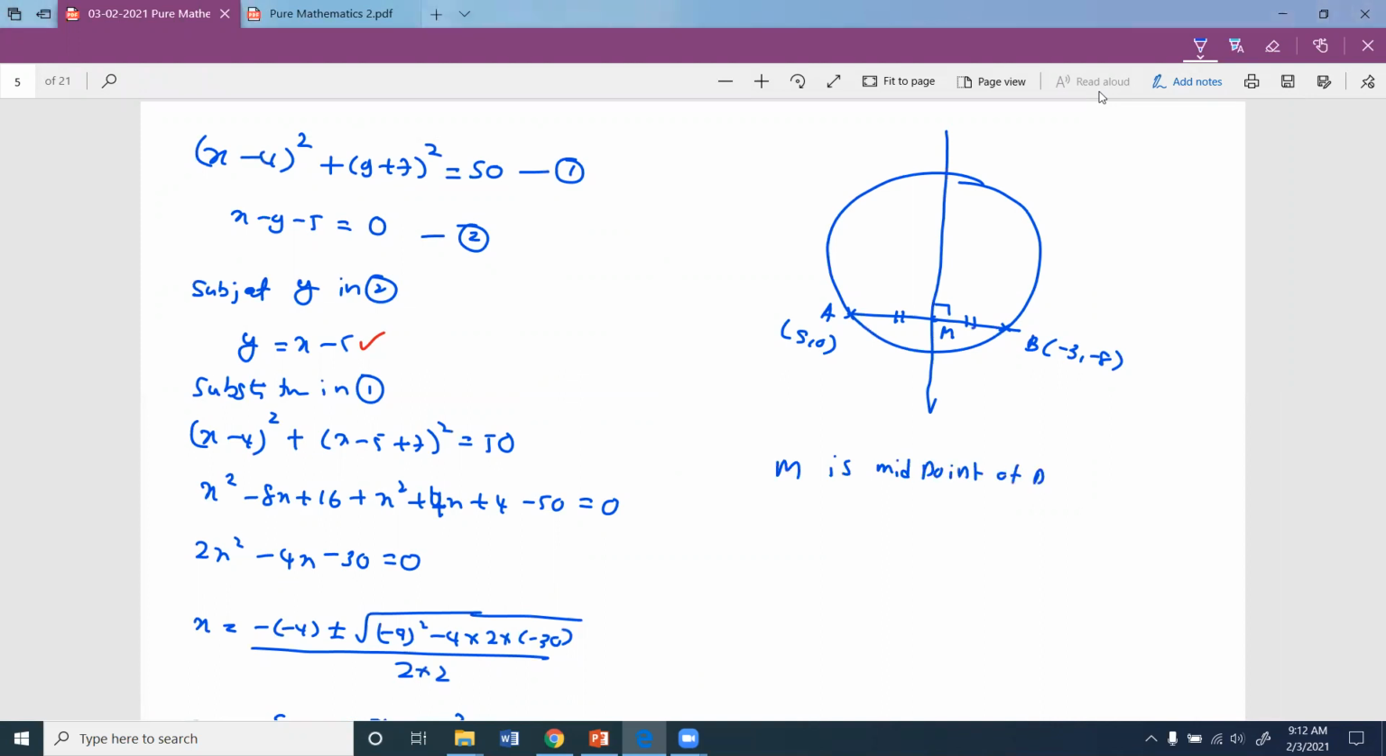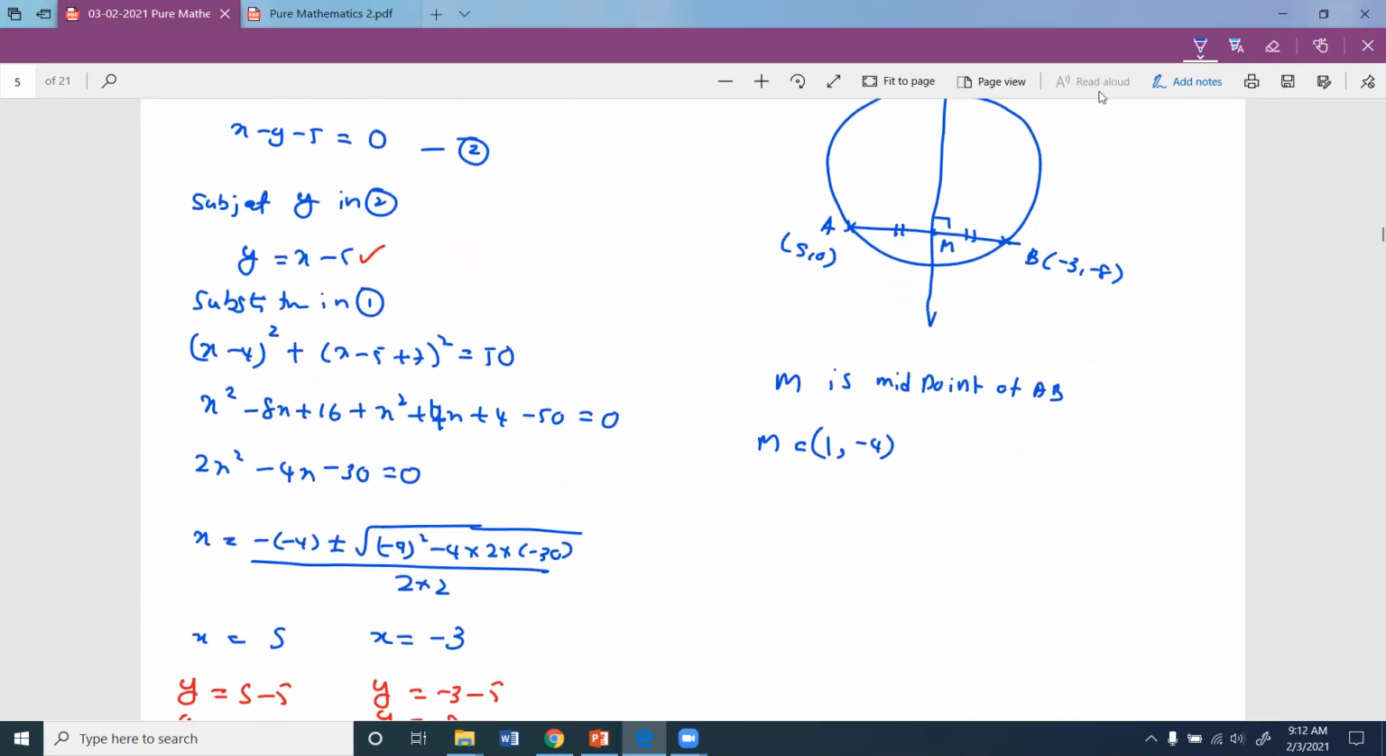Midpoint of AB. So M is (5 minus 3) over 2, which is 2 divided by 2, which is 1. And (0 minus 8) over 2 is minus 8 over 2, which is minus 4. So M is (1, minus 4). Then we already found the value for this, and you have to find the perpendicular bisector equation with that. We know it travels through this point, and you have to find the gradient.